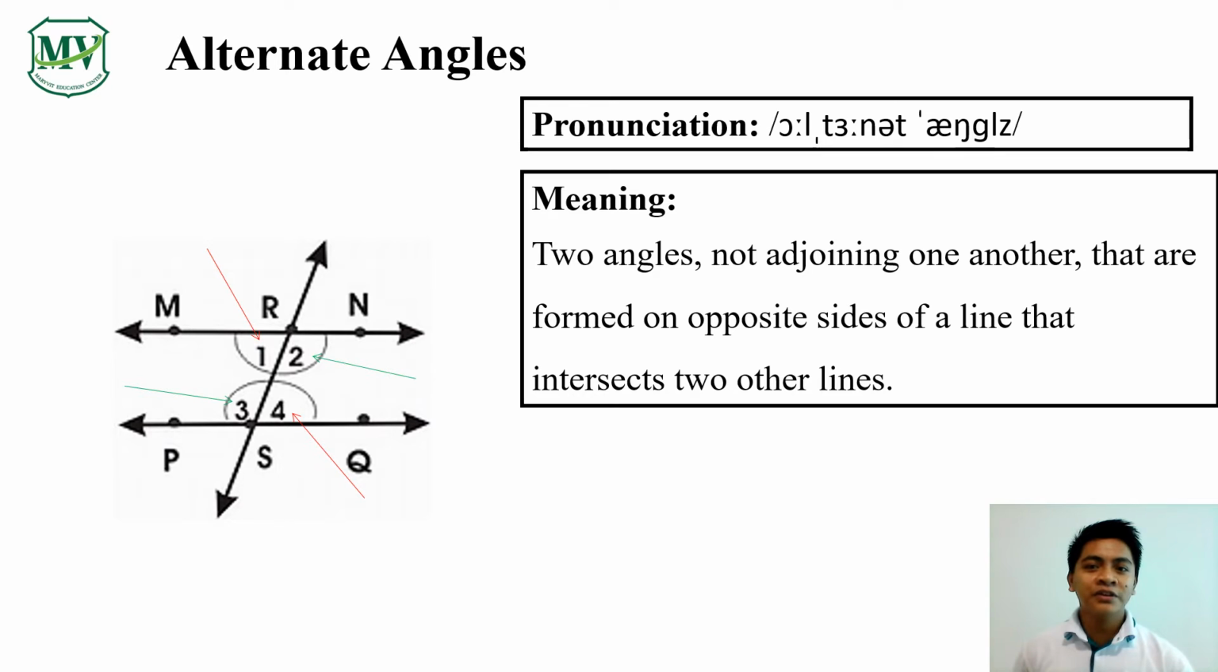Please say the word with me. Alternate angles. Great job! Can you read the meaning with me? Two angles not joining one another that are formed on opposite sides of a line that intersect other lines. Fantastic! Next.